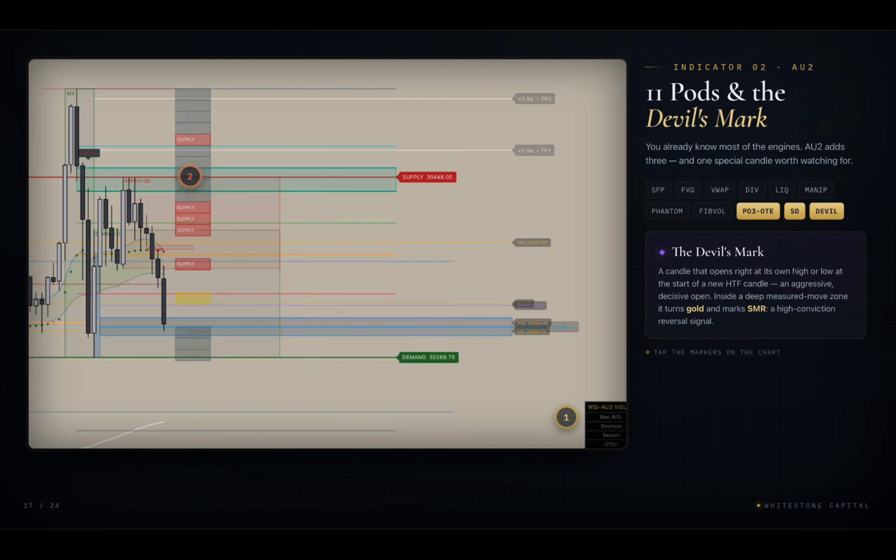The Devil's Mark is a special candle that opens right at its own high or low at the start of a newer higher time frame candle, a sign of an aggressive decisive open. When it appears inside a deep measured move box, it turns gold and marks a high conviction reversal.